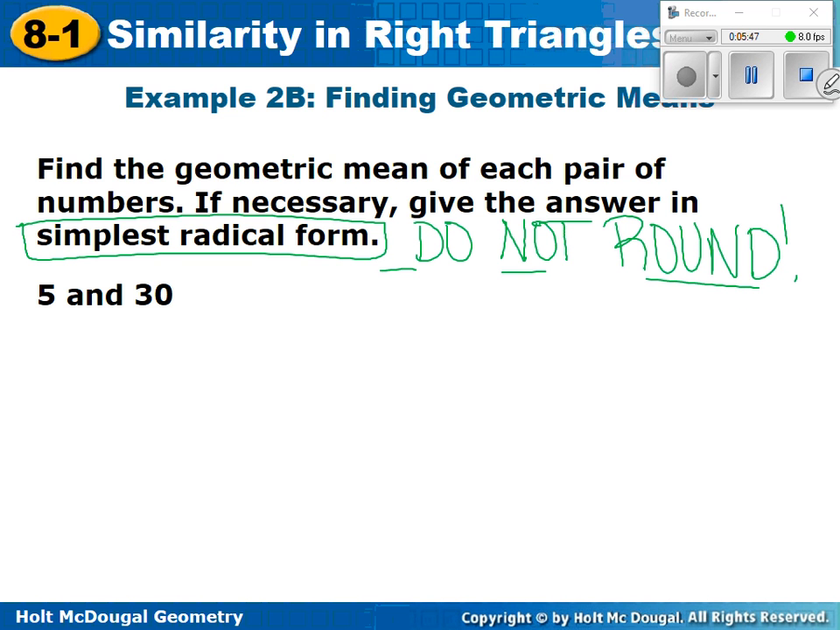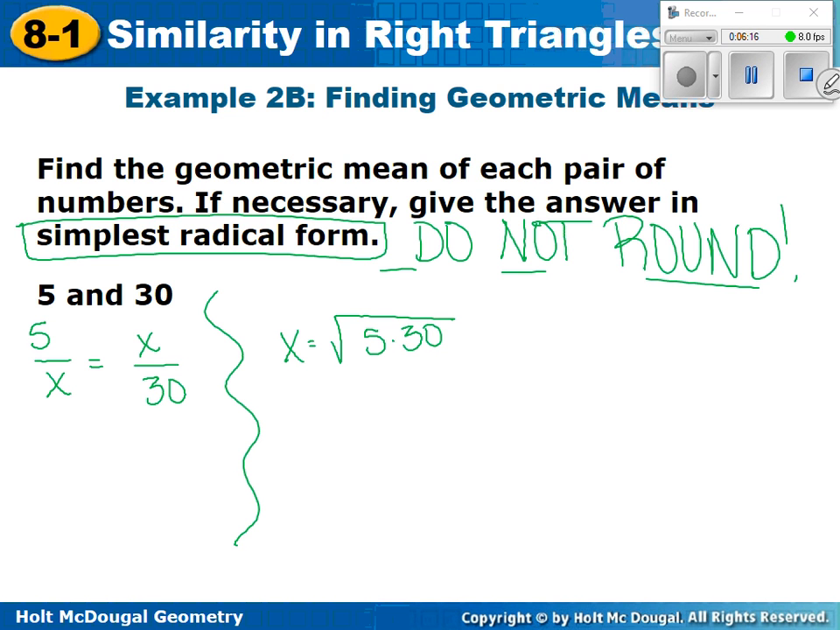So if they say find the geometric mean between 5 and 30, one more time, the long way would be to write a proportion. 5 and 30 would go in each of the extreme spots. X would go into each of the mean spots, and then you would cross multiply. Or the shortcut would be just to simply say that the geometric mean is equal to the square root of 5 times 30. So it's just the square root of their product. Multiply, take the square root.